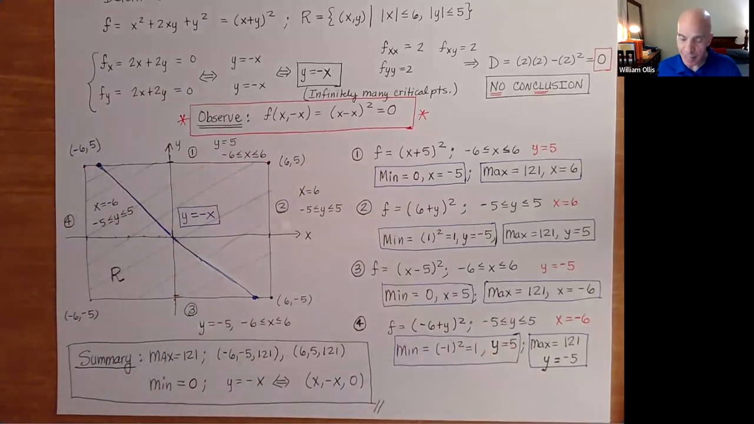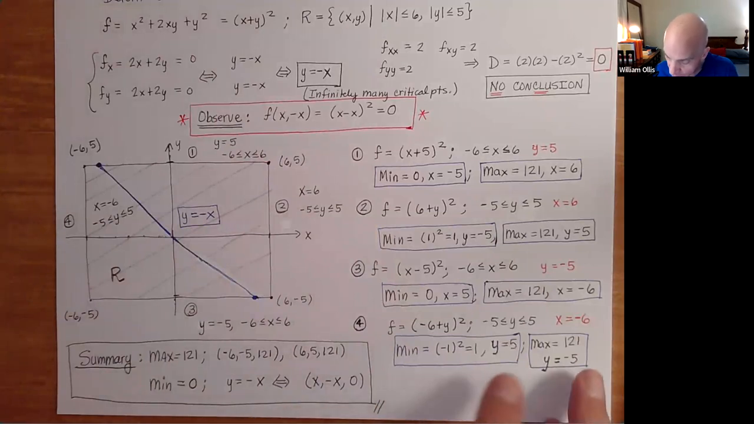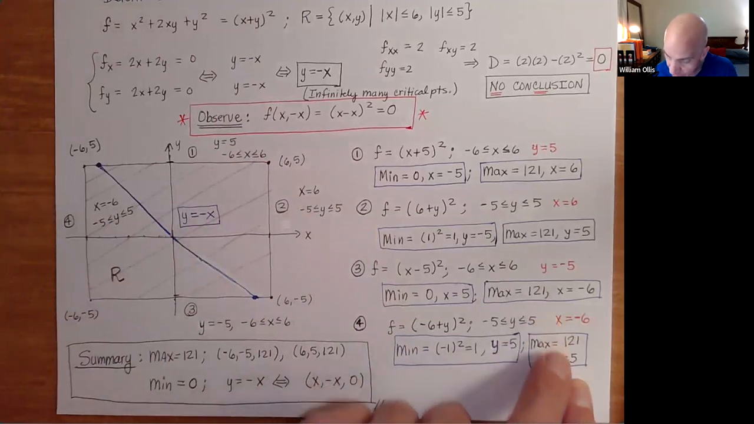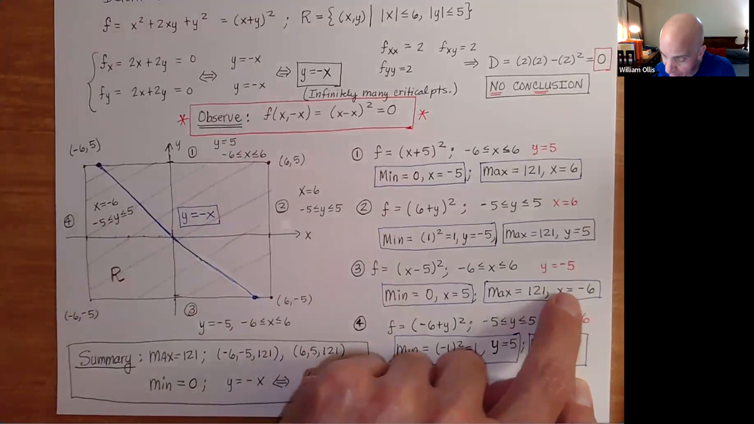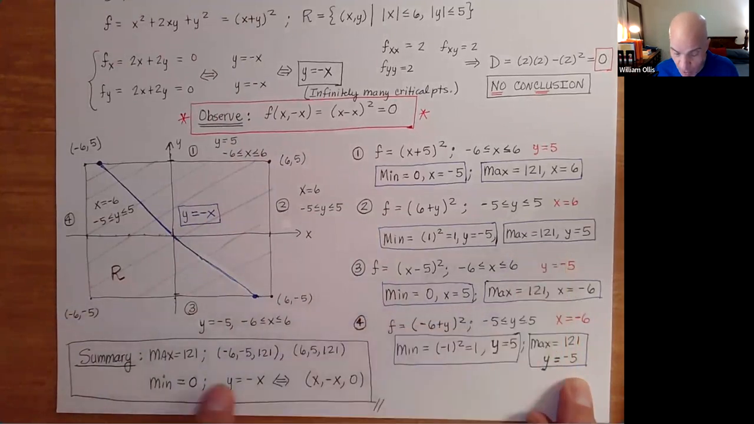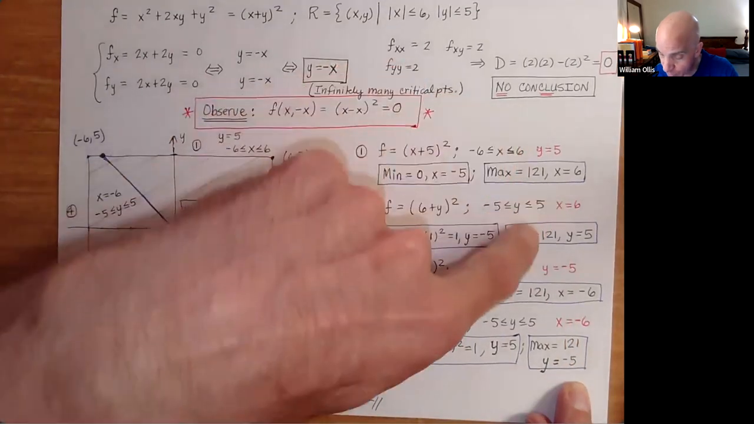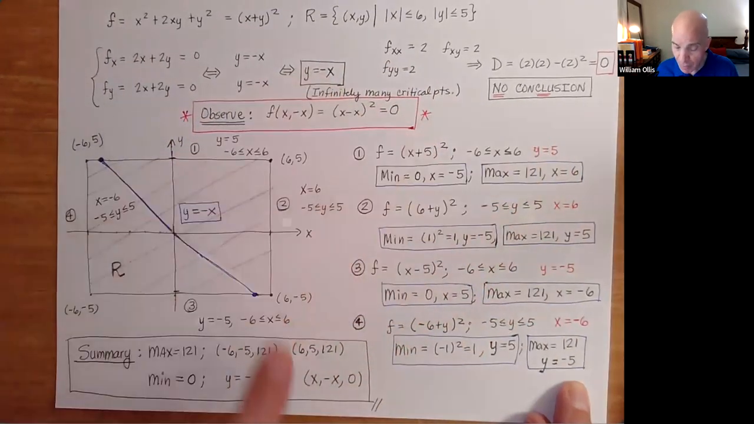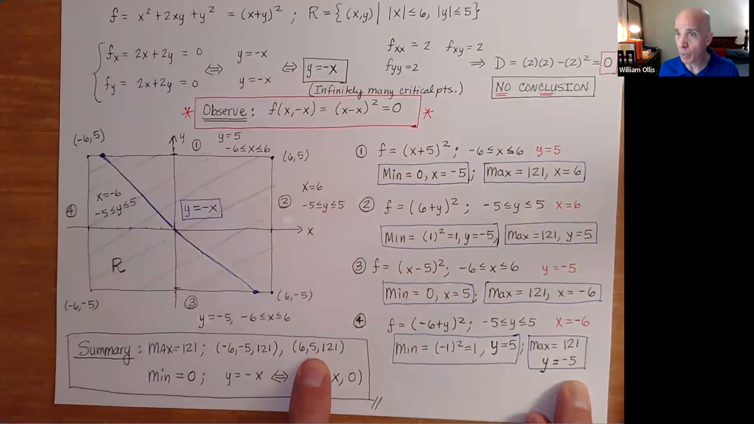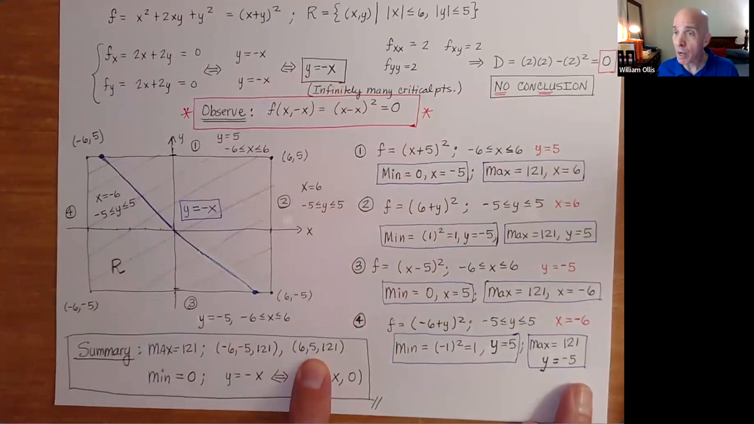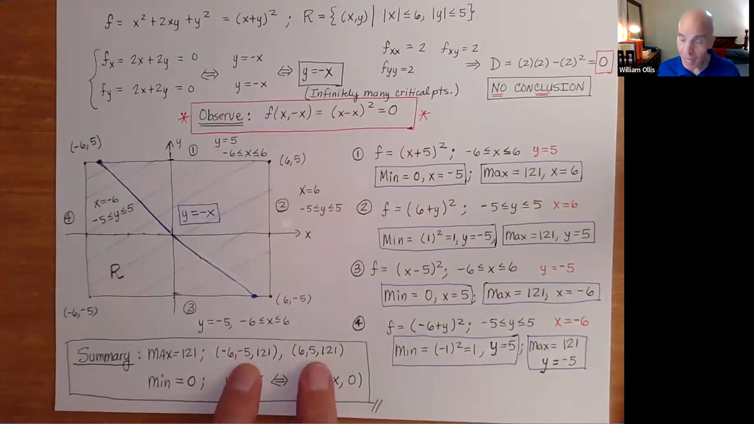Now, we see out of all of this that the maximum value is 121. And notice we see here we've got -6, -5, and here we have -6, -5. That accounts for this ordered triple. And then here we've got what? 6, 5, 6, 5. That accounts for this ordered triple. So the maximum of 121 occurs at 2 instances.